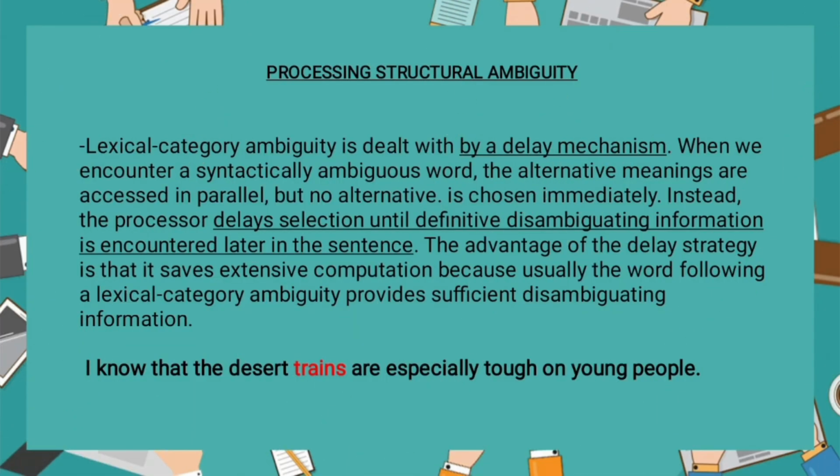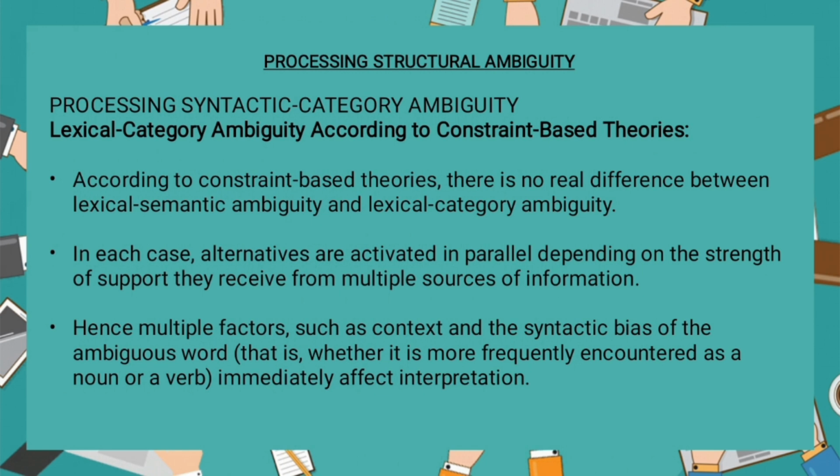Lexical category ambiguity refers to words that can belong to multiple grammatical categories or parts of speech. For example, train can be a verb, to train, or a noun, a train. The delay mechanism is the clever strategy our brains use to efficiently resolve lexical category ambiguity by delaying the selection of a specific meaning until sufficient contextual information is available. Constraint-based theories offer a flexible and dynamic approach to understanding how we process ambiguity. They emphasize the interplay of multiple sources of information, including context and word frequency, in guiding our interpretation.